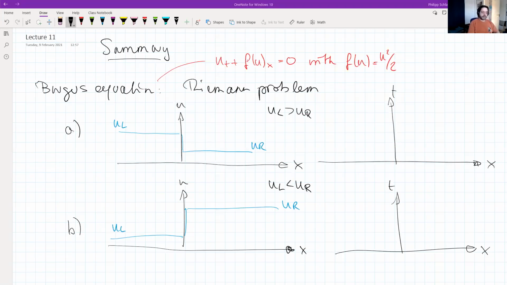So good afternoon, everybody, to this 11th lecture in CFD. As I was just saying, today we will continue with nonlinear conservation laws, and today we will start to look at numerical schemes on how to solve them.